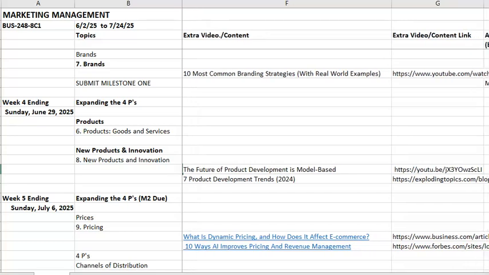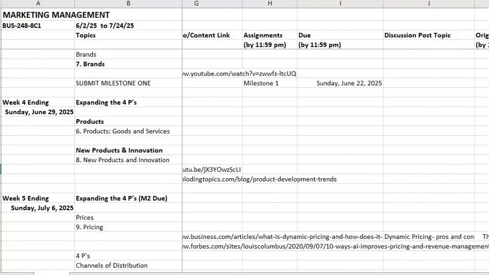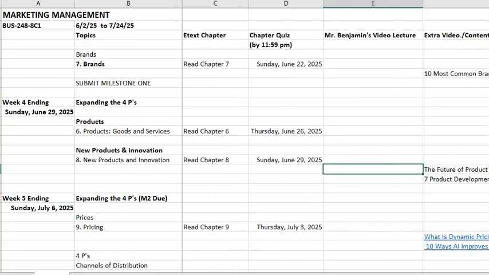There's a couple of additional content things you really should take a look at. The future of product development is model-based, because that's applying this whole concept of AI and big data to product development. So it's an interesting thing to take a look at. And then the other thing is there's 7 product development trends, which it's an interesting read. So I would strongly suggest you go through it. So that's basically what you're going to do this week, and really start working on milestone 2 while you're doing that.